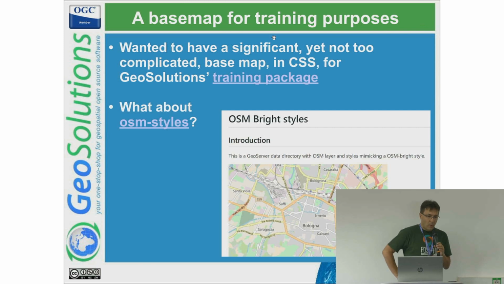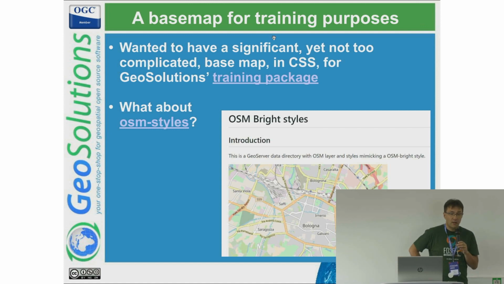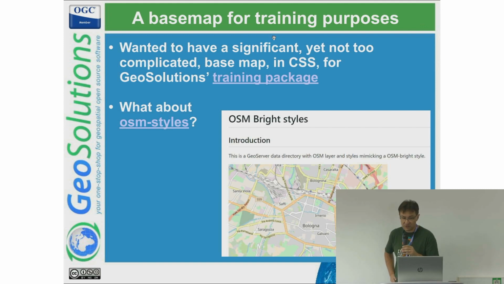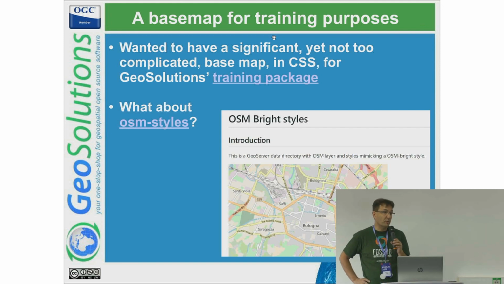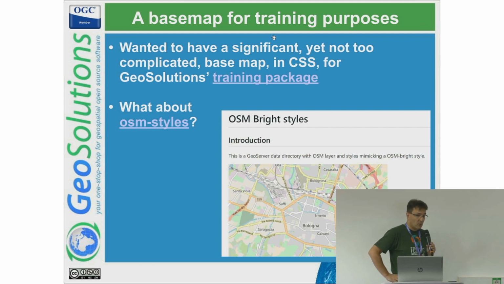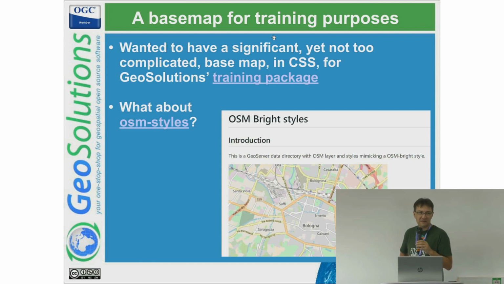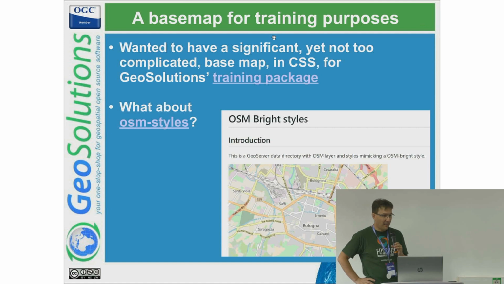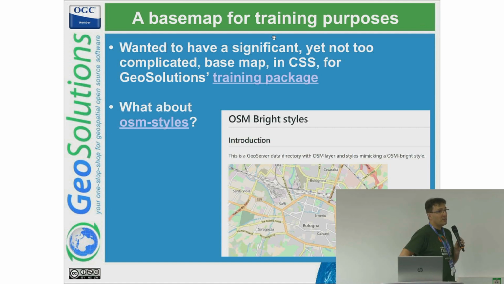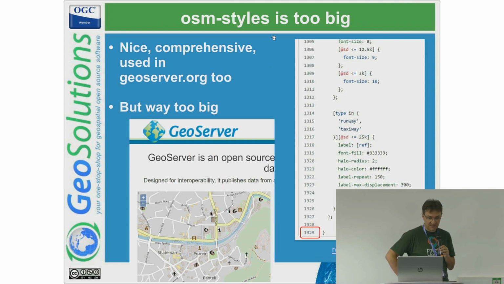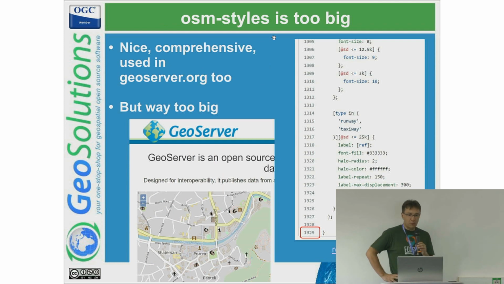Now, why have I worked on styling Natural Earth? When GeoSolutions shared, a few years ago, OSM styles, a repository that you can find in our organization that contains CSS styles for OpenStreetMap, it's because I needed something that was teachable in a few hours and not a monster that would require a week of explaining and that would be just too much. This is an example. OSM styles is nice, it's comprehensive, and it's used at geoserver.org in the little map that you can find on the homepage. I centered it on Prizren.